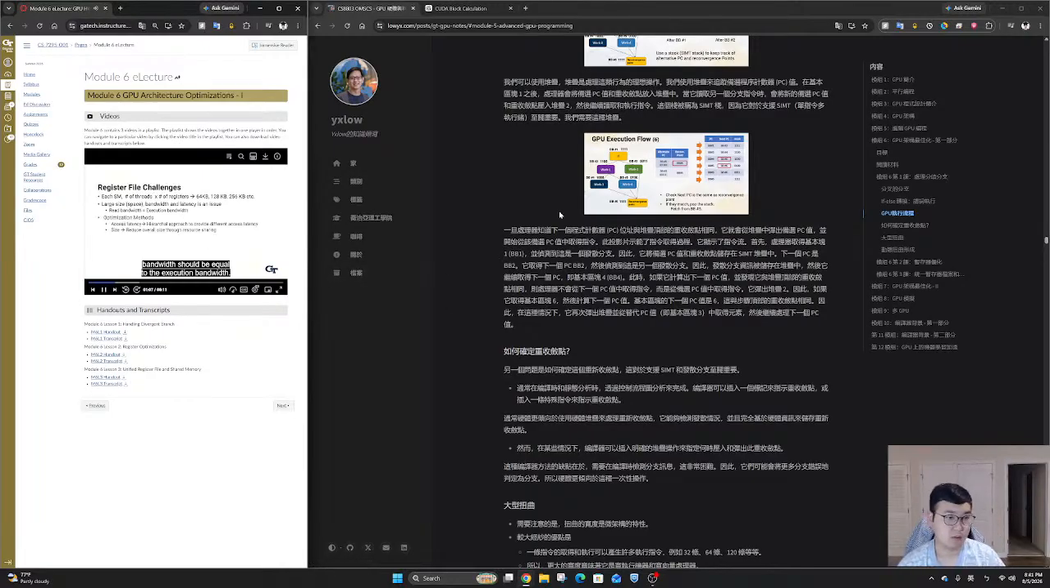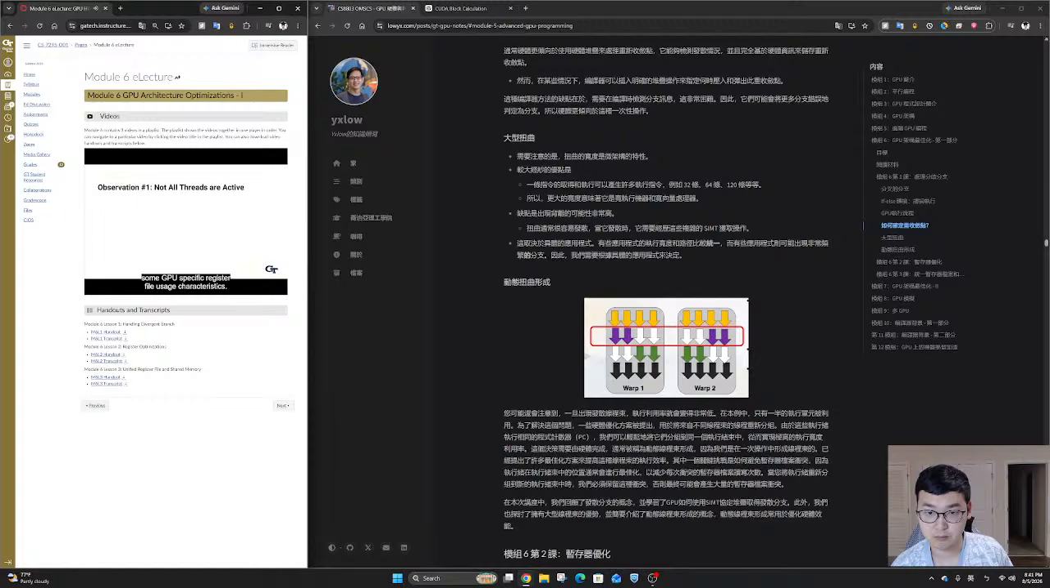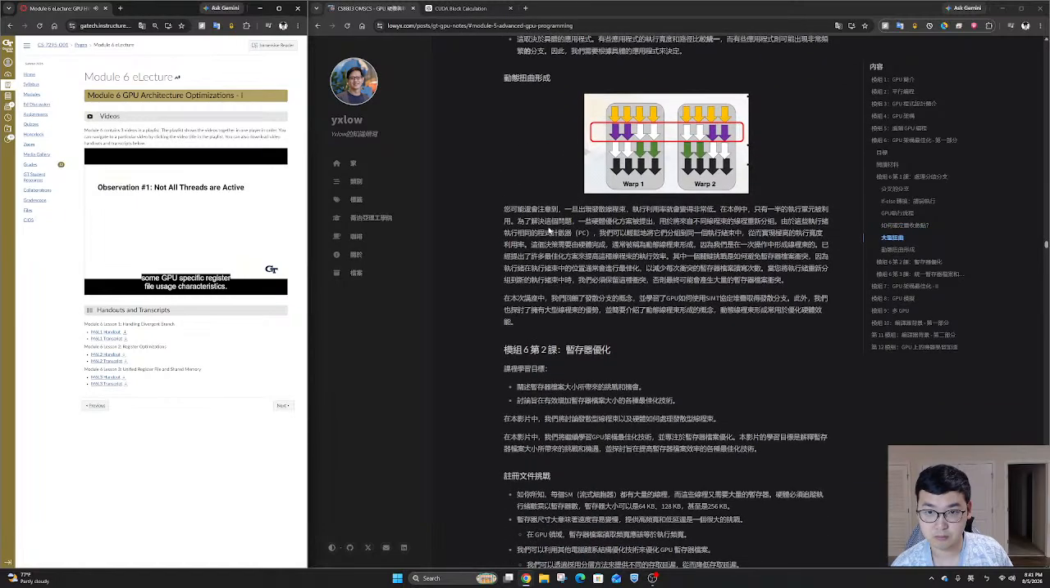Execution bandwidth. We can utilize other computer architecture optimization techniques for the GPU register files. We could reduce the access latency by utilizing a hierarchical approach to provide different access latency. We could also reduce the size by utilizing resource sharing. First, let's look at some GPU-specific register file usage characteristics.